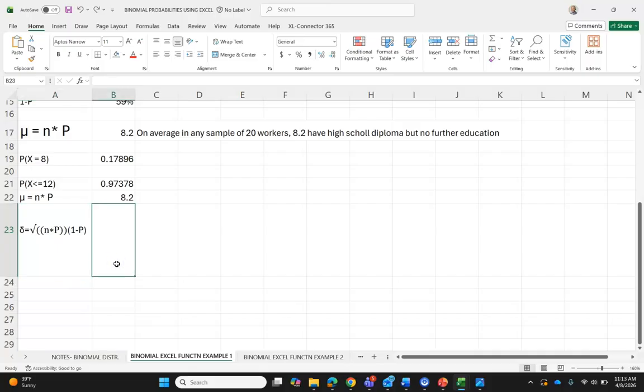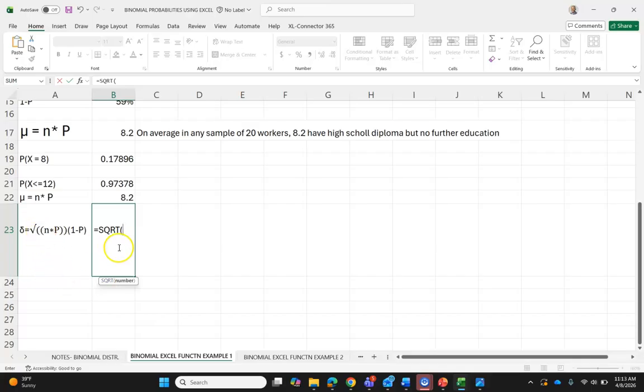So anyways, let me not waste time with this. All we need to find is standard deviation. Just put equal sign and type SQRT, if at all we are asked to find the standard deviation.